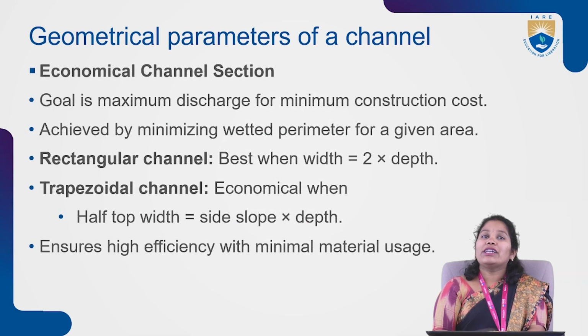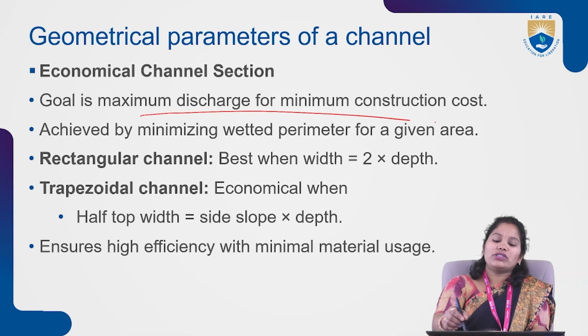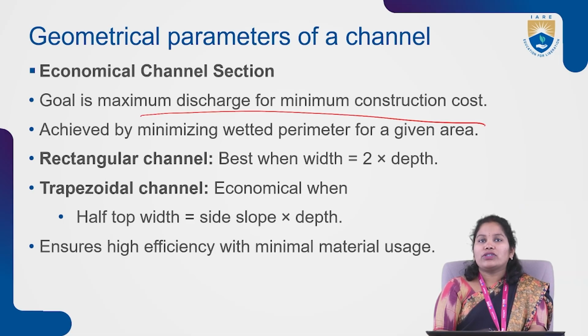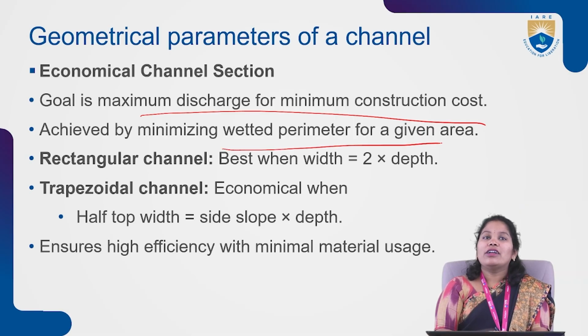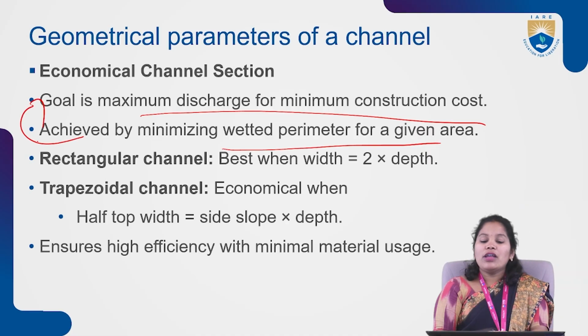And which one is the economical channel among all these things? The maximum discharge for minimum construction cost. That is the main goal of the channels: you should carry maximum discharge with minimum cost. That should be economical, right? It is achieved by minimizing wetted perimeter for a given area. This goal will be achieved when your wetted perimeter for a given area is minimum, right?